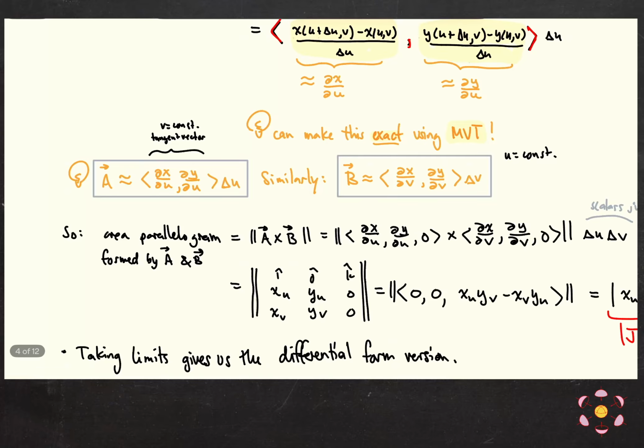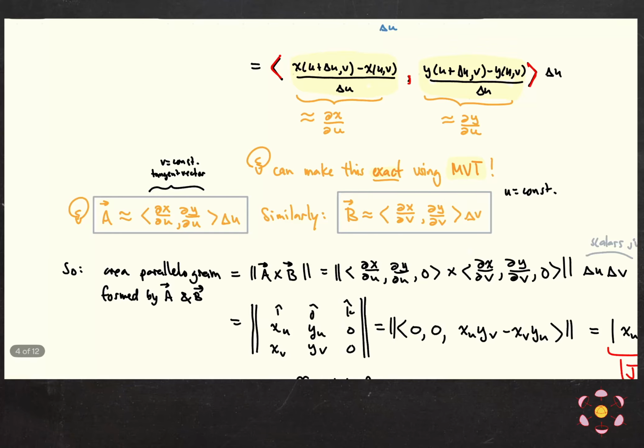Okay, so what that gives us is we can say that A is approximately equal to this vector, which again, looking at this more carefully, you're like, hey, wait a minute. That is just the derivatives with respect to u. Okay, going back to kind of our little picture, let me draw a little tiny version of this. This is where basically v is constant, so I'm looking at this curve right here. Okay, and then basically this tangent vector is approximately the vector a.